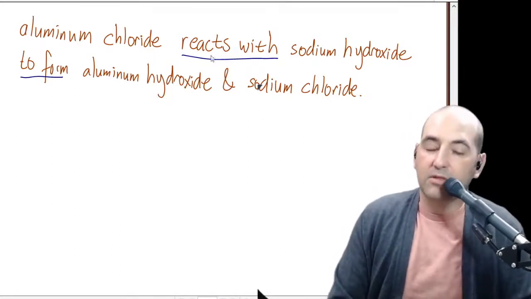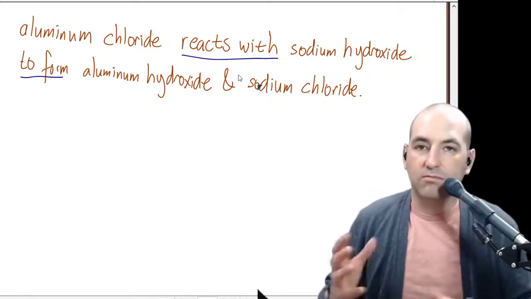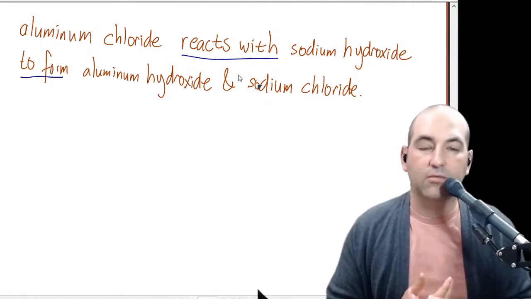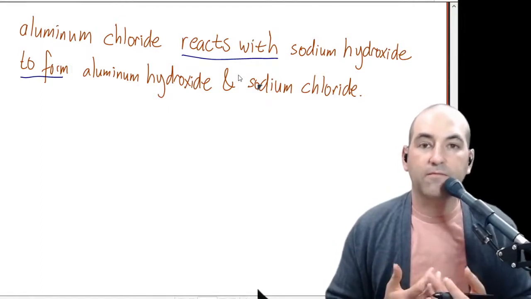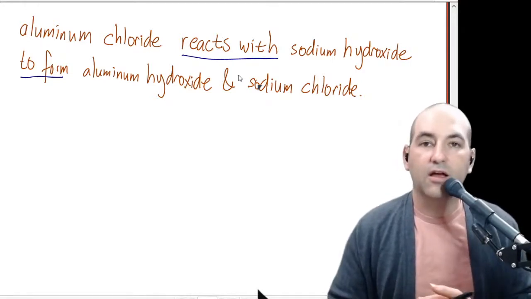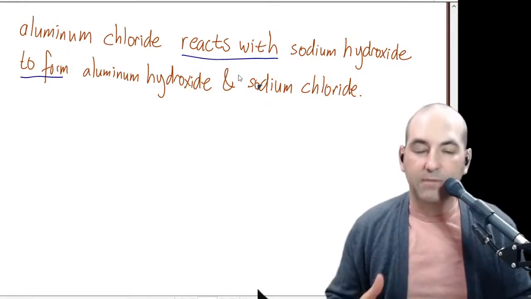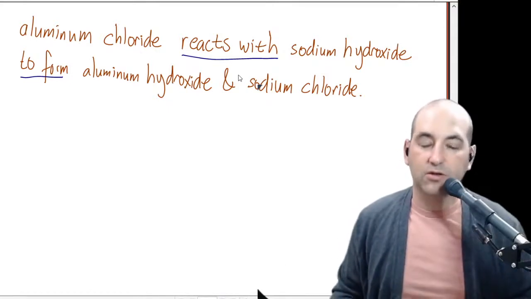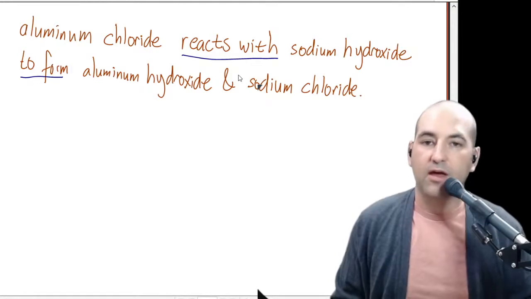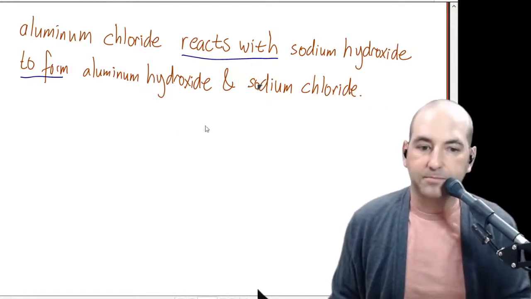Now, sometimes they could be written in the reverse of that. So it could say something like aluminum hydroxide and sodium chloride are formed via the reaction of aluminum chloride and sodium hydroxide. So same idea, they're flipped, but we're talking about the same process. So you can read it, you can think about what's happening, what are we starting with, what are we ending with, and then we can write from there.